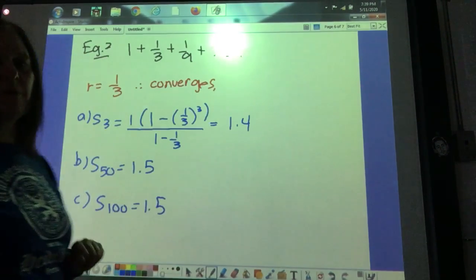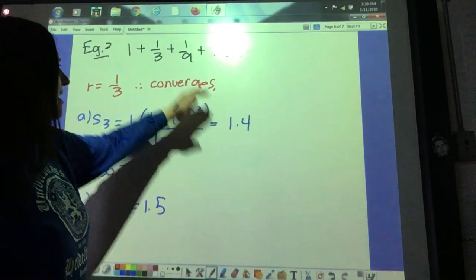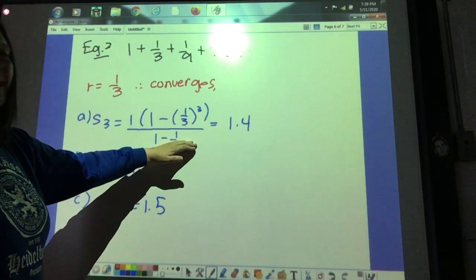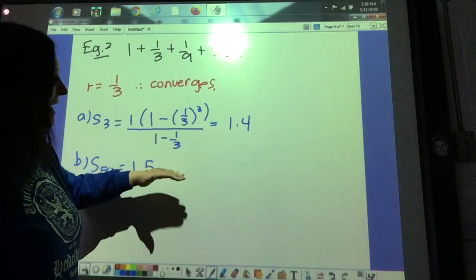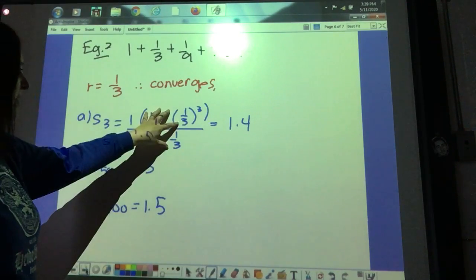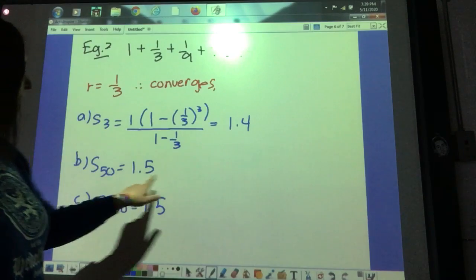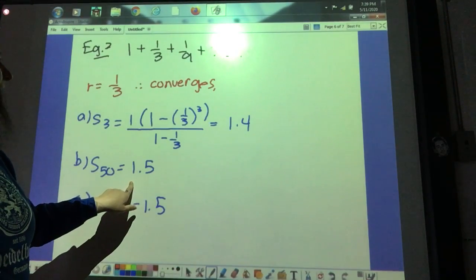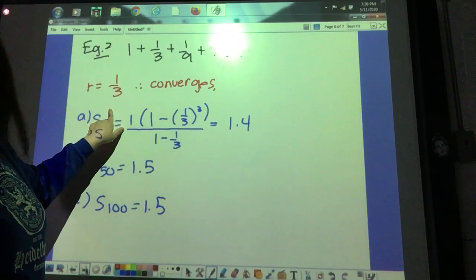So you get the same sum whether you use the formula or just add it up on your own. But look at the interesting part. Remember in our last example, the sums kept getting really, really big? Well, look at this one. The sum of the first 50, if I put in the formula, is 1.5. How can that be? I have 47 more terms and it barely changes? Well, that's because the R value is so small, right?